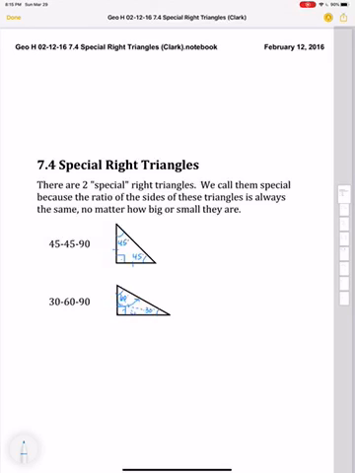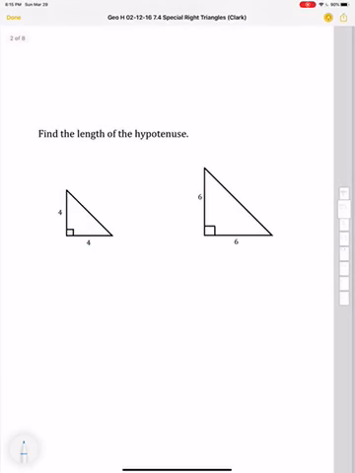So again, you look for 45, 45, 90, or 30, 60, 90 in the angles. And no matter how big or how small that triangle is, you'll always be able to figure out the relationship between the sides, or what the sides are, just knowing these angles. So we're going to practice doing what we already know how to do with the Pythagorean theorem to help us derive the special relationship in these triangles.